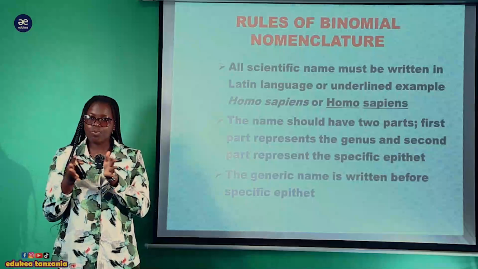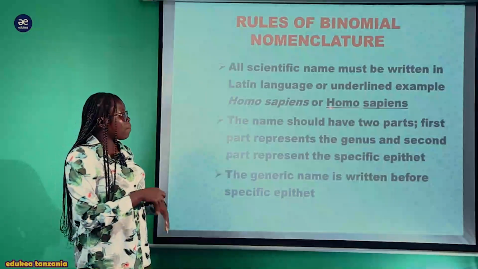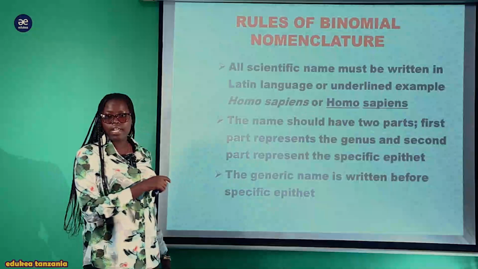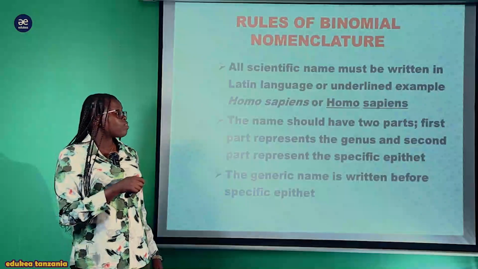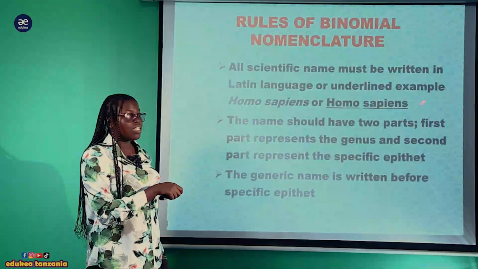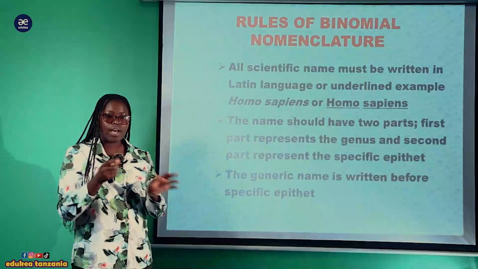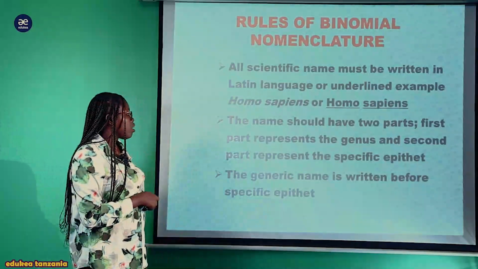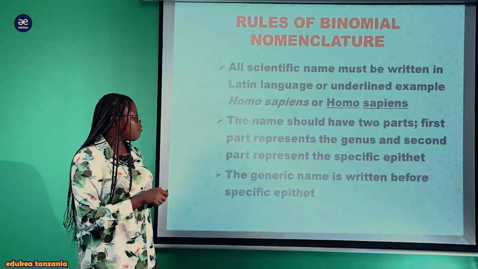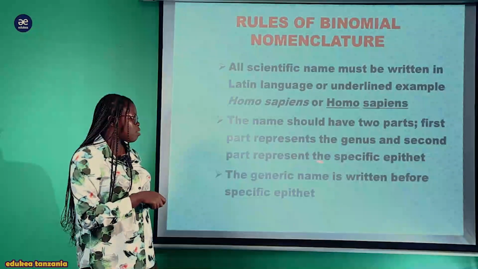Underline the generic name and the specific epithet separately if you use your free hand. Also, the name should have two parts. The first part represents the genus and the second represents the specific epithet. As the name is binomial, meaning two parts, when you write any scientific name it must have two parts.